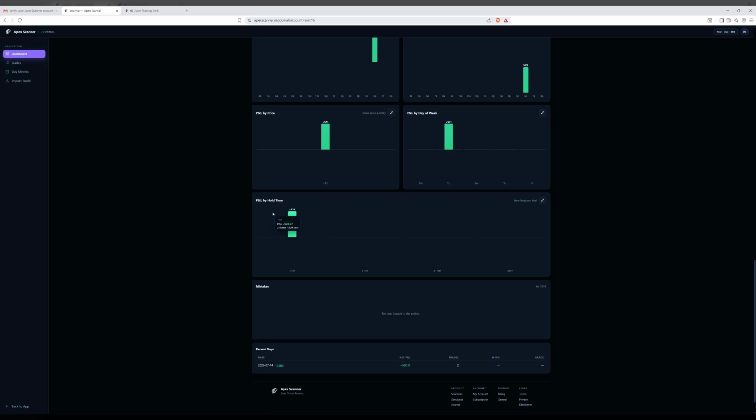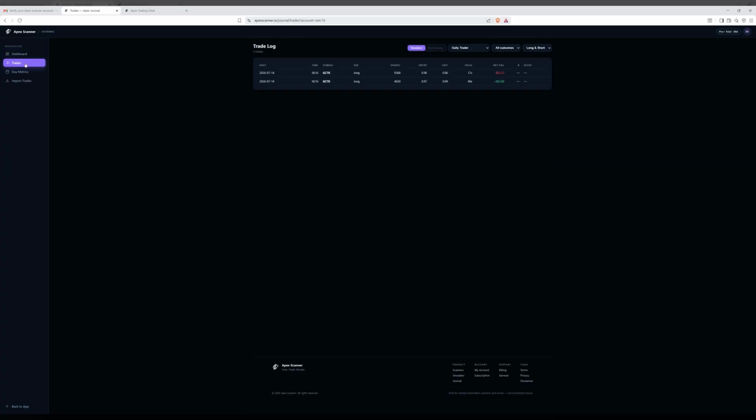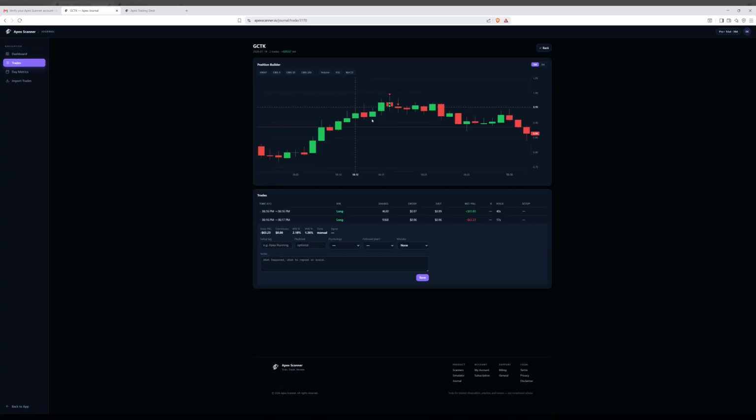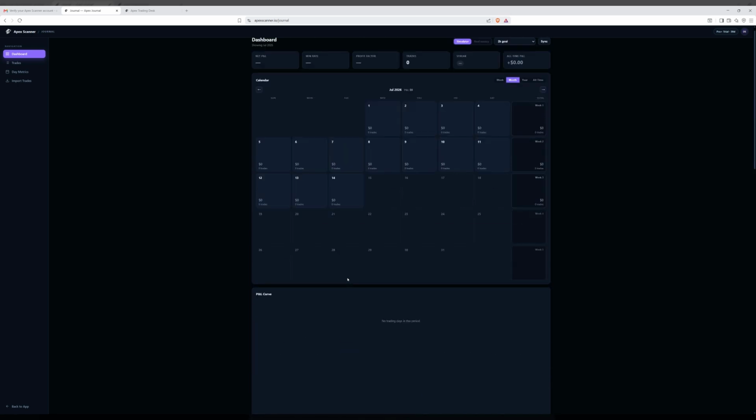And you have PNL by hold time. For example, if you held a stock less than 1 minute, how much you make. If you held a stock between 1 to 5 minutes, how much you make. Between 5 and 15 minutes, how much you make, and so on and so forth. And mistakes are basically tags that you add over here for individual trades. And if you add mistakes over there, that'll show up in that particular column. Since we don't have any mistakes to show, we don't see anything.